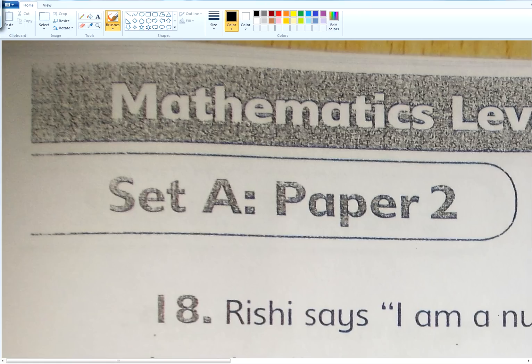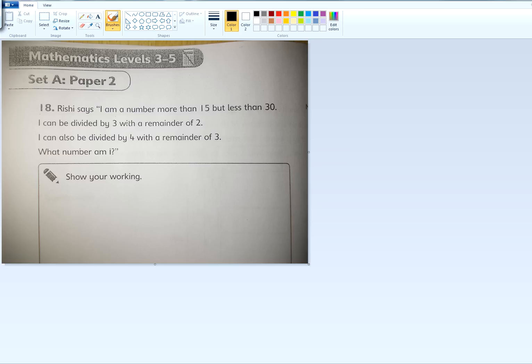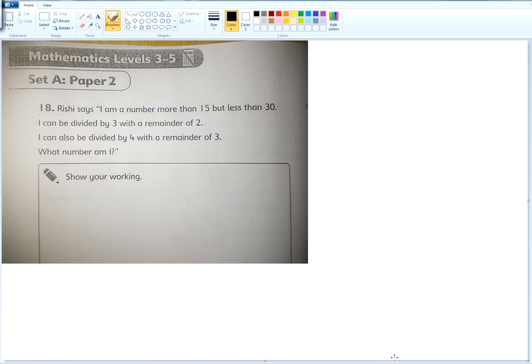Okay, question number 18. Oh yeah, this was the good question. I don't like this question. Okay, question number 18. For this particular question, just to give you the quick answer, put you out of your misery. The number that we're looking for is 23. Who got 23? Put your hand up, please. Just indicate by putting your hand up.